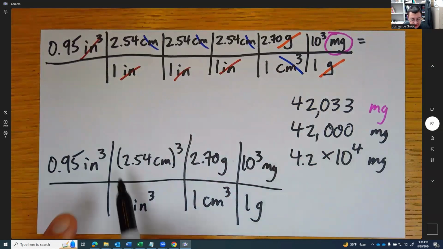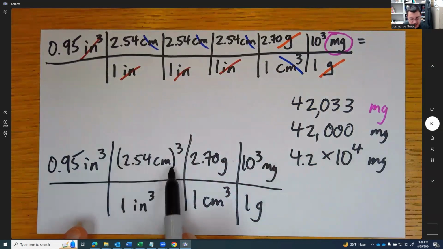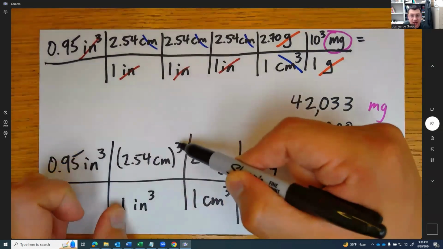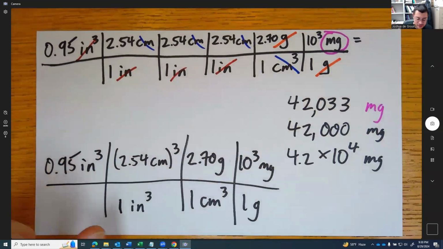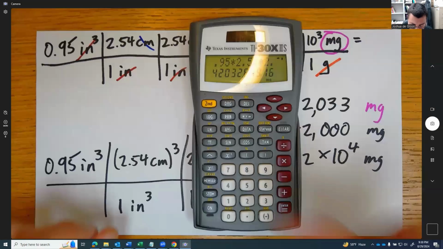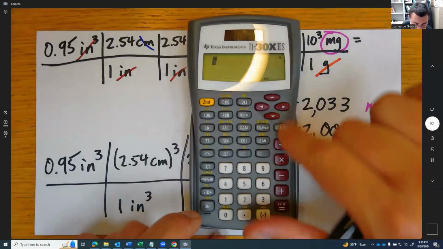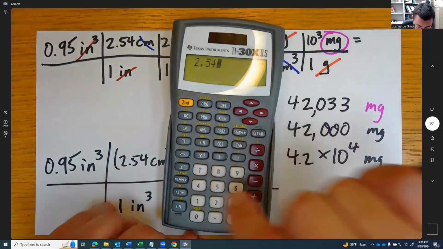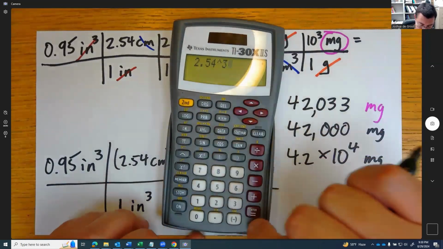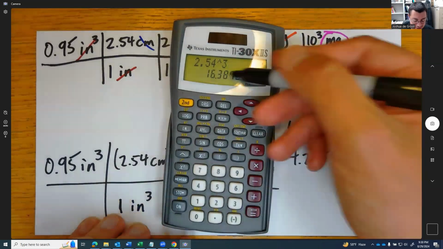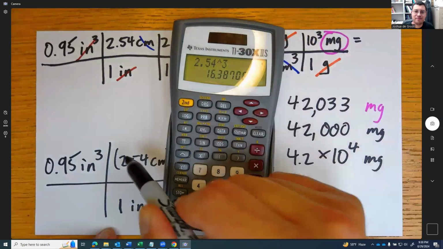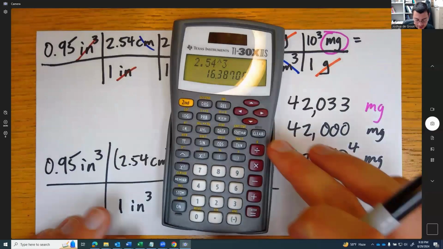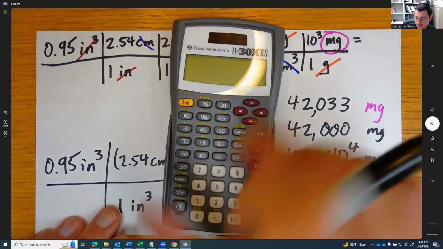You could just leave the 2.54 centimeters in parentheses with the cubed sign outside like that, or if you really want, you could pre-cube it, 2.54 to the third power. That's a lot more to write, but sure, if you want. Okay. All right, those were some examples.